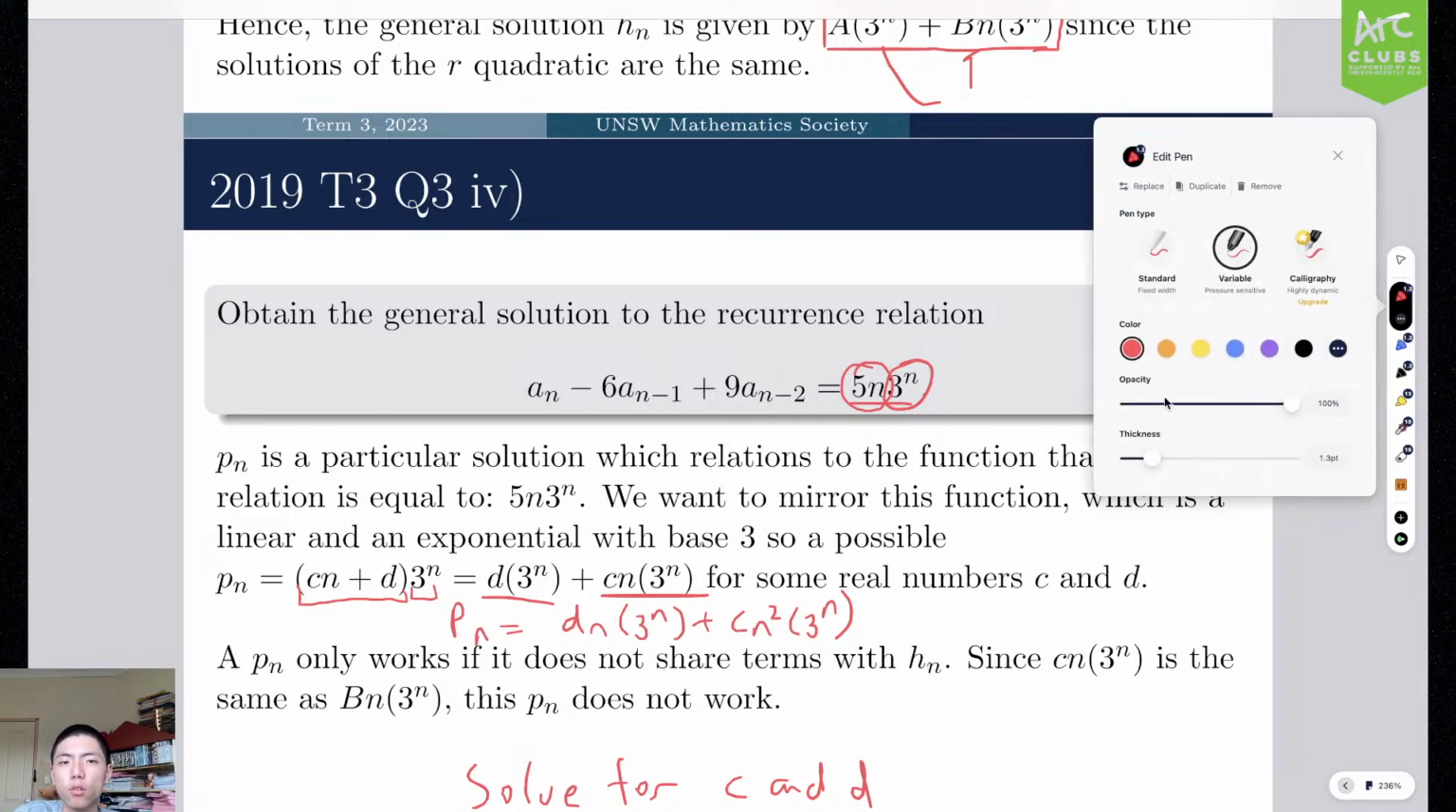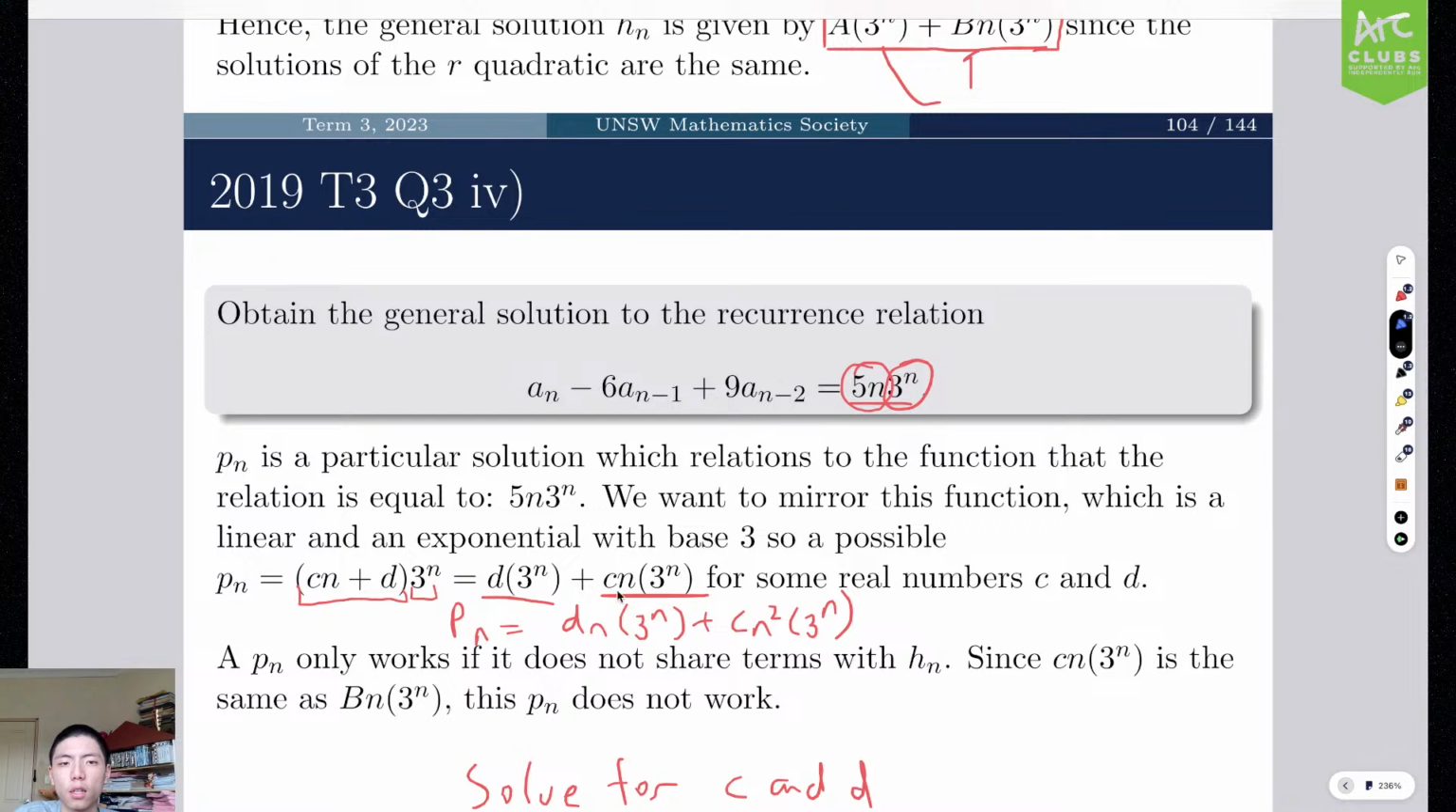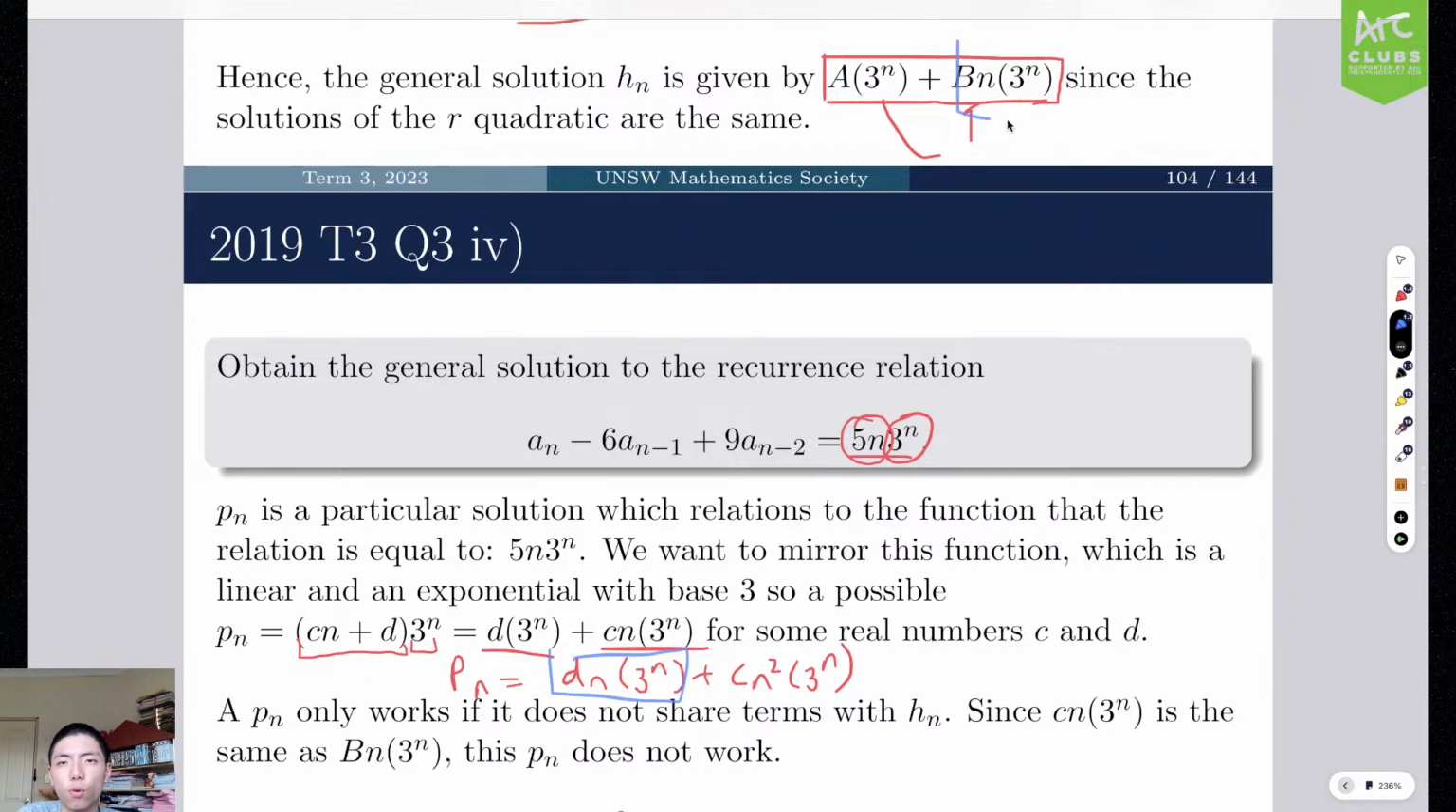However, that is still an issue because dn times 3 to the power of n matches this form. Since it's still matching that form, we need to multiply by another n. So this becomes dn squared plus cn cubed, times 3 to the power of n. Now this will finally work because our particular solution does not contain any terms common to the solution to the homogeneous equation that we had over here.